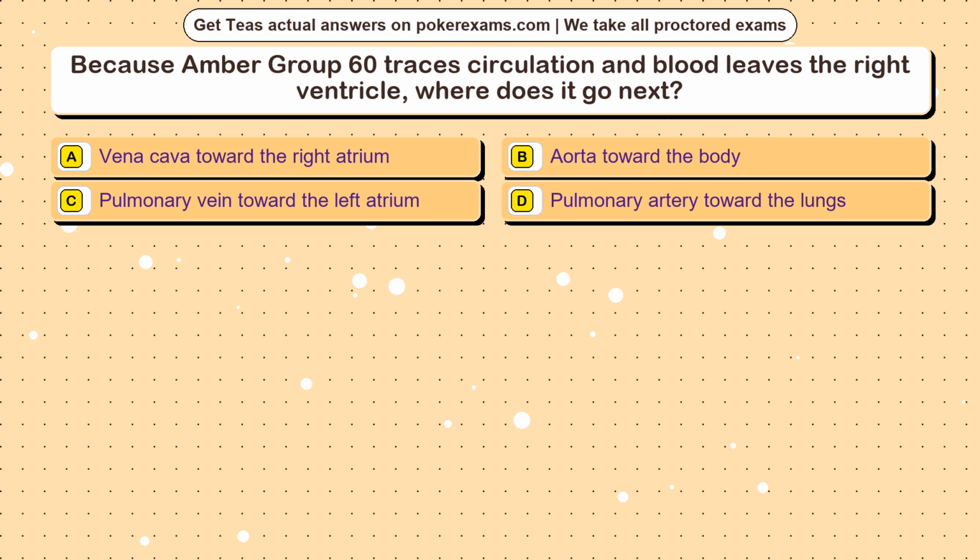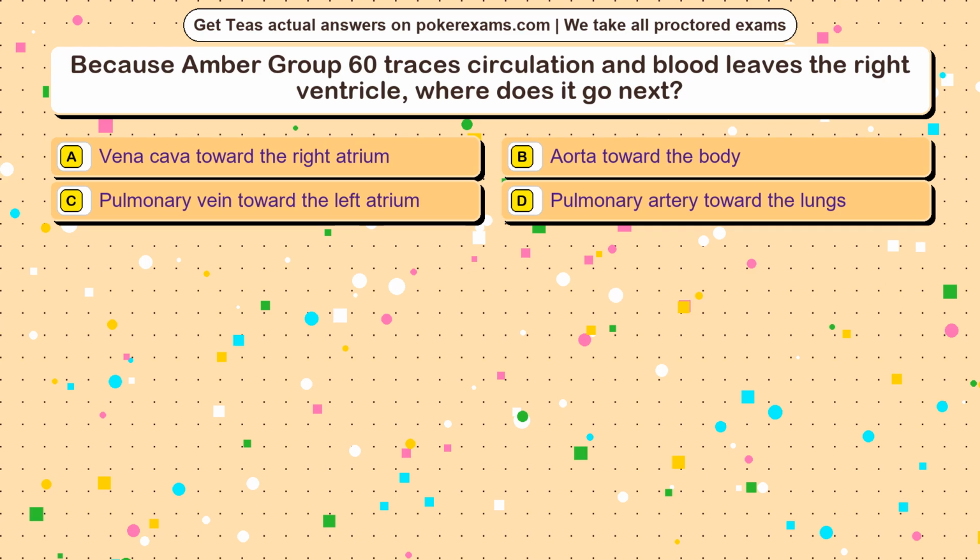Question 15. Because Amber Group 60 traces circulation and blood leaves the right ventricle, where does it go next? Option A, vena cava toward the right atrium. Option B, aorta toward the body. Option C, pulmonary vein toward the left atrium. Option D, pulmonary artery toward the lungs.